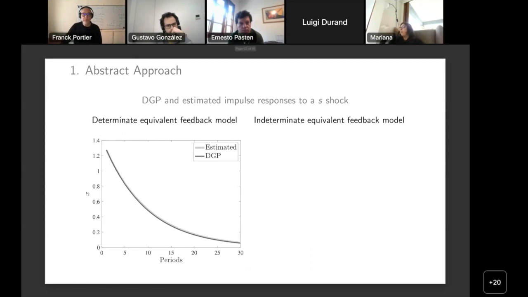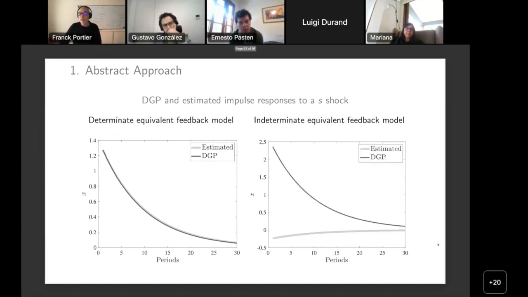So you see that when things are going well, here I show the black line is the response of Y to an S shock in the DGP with the state rule, and the thick light gray line is what I estimate in the case where there's no problem. In the case there's a mapping between the two, so it's fine.